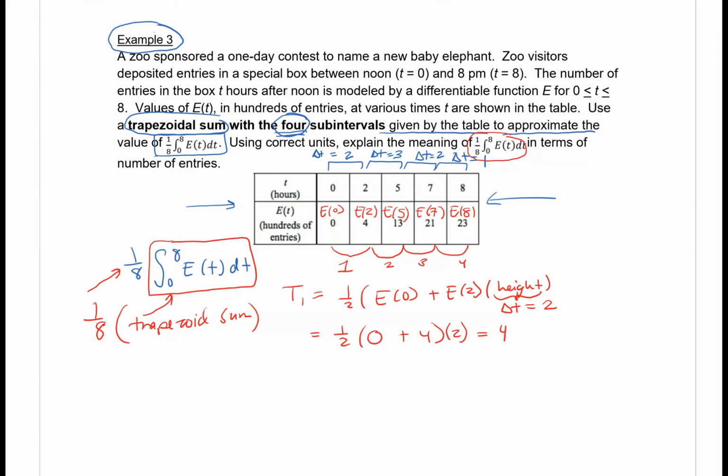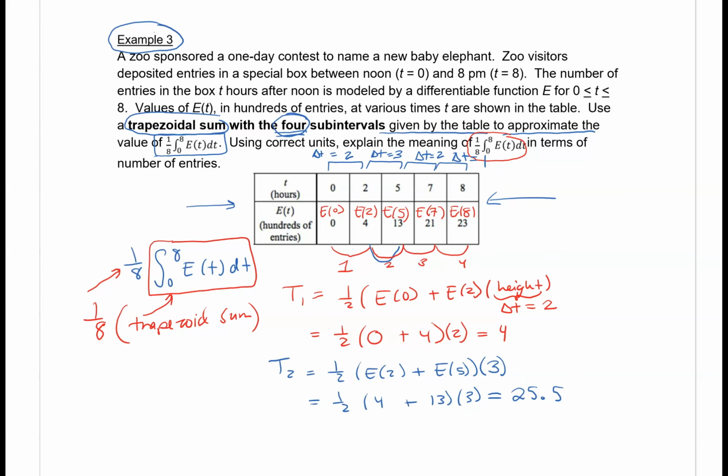Then for my second trapezoid, that would be between 2 and 5. So it'd be 1/2 (E(2) plus E(5)), those are my 2 bases, times my change in time, which from 2 to 5 is 3. So that's 1/2 (4 plus 13) times 3. And that is equal to 25.5.